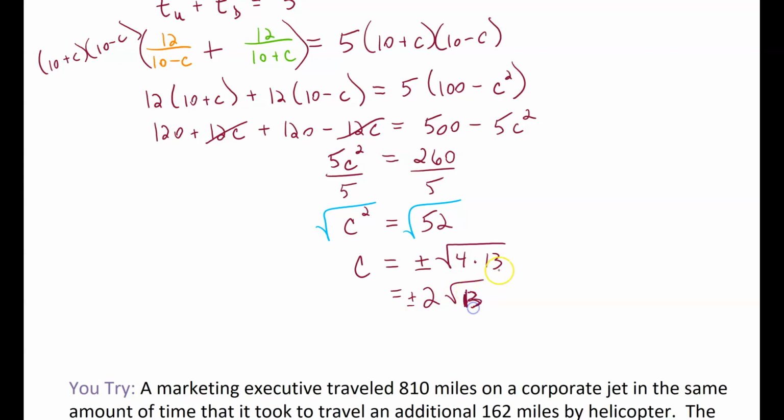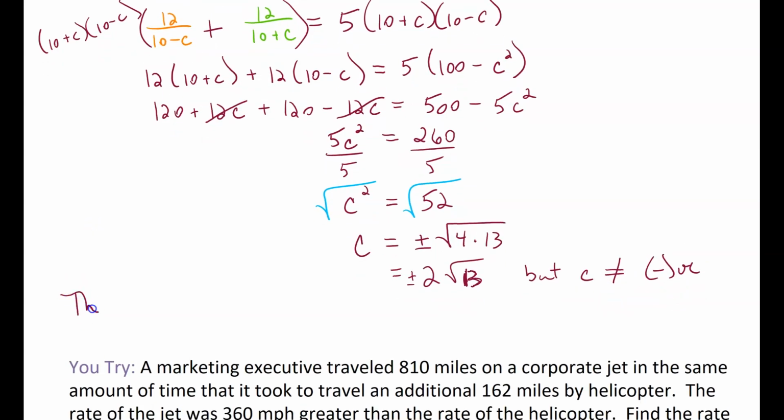However, we're talking about the rate of a current. So what does that tell us? C cannot be negative. All right, so therefore, the rate of the current is 2 square root of 13. Were we in miles per hour? Yes, miles per hour.